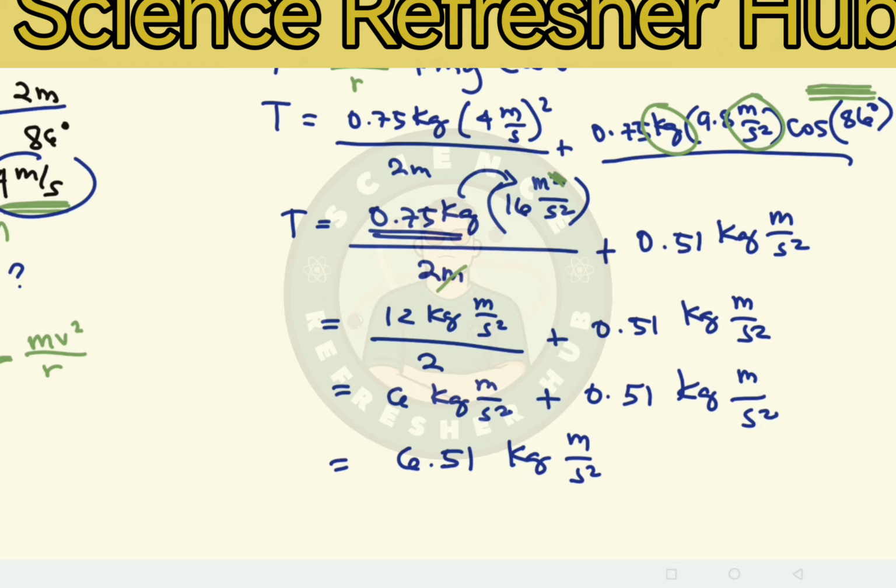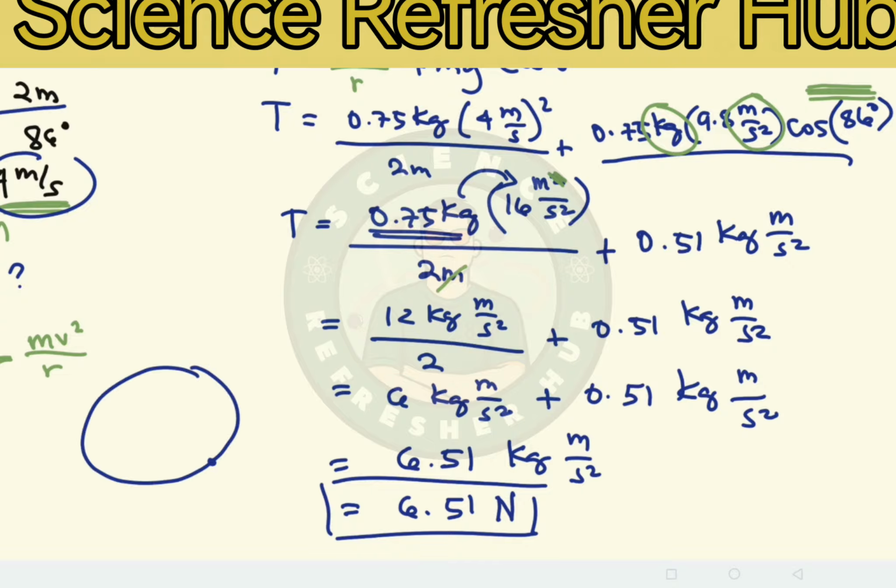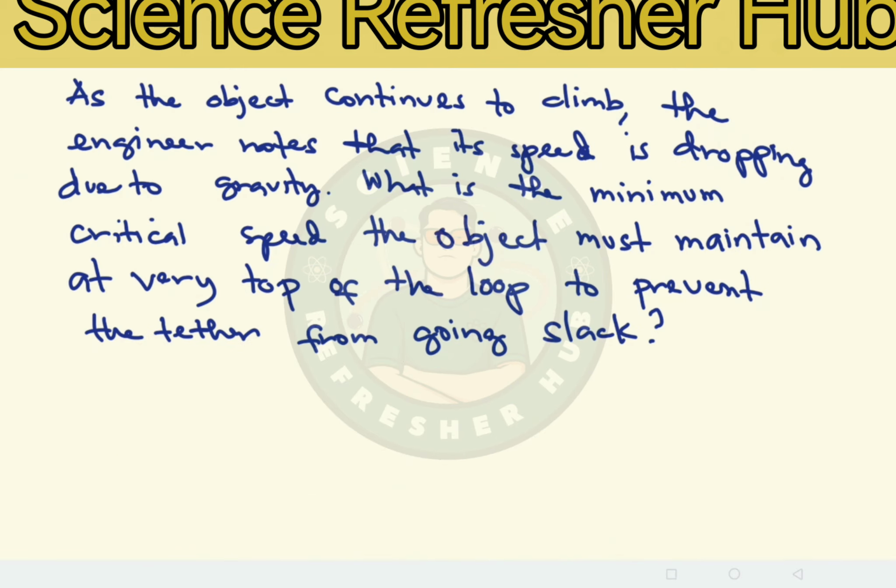Okay, this kilogram meter per second squared, we can write it as 6.51. Instead of kilogram meter per second squared, you can just write Newton. This is the tension force when our object is here at 86 degrees with respect to the bottom part. So the tension force here is 6.51 newtons.